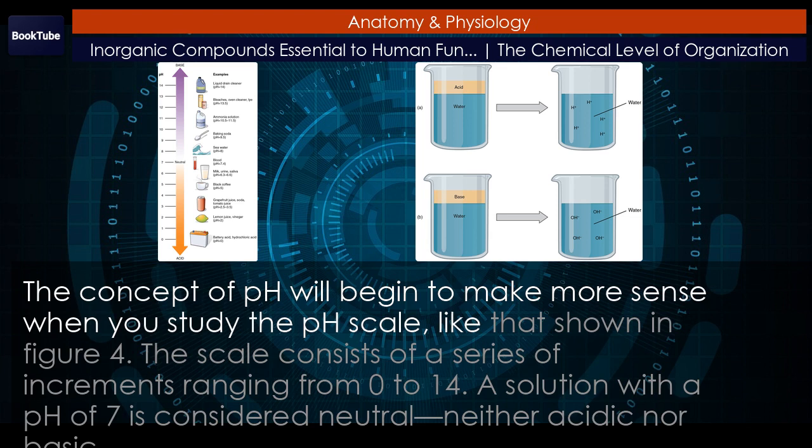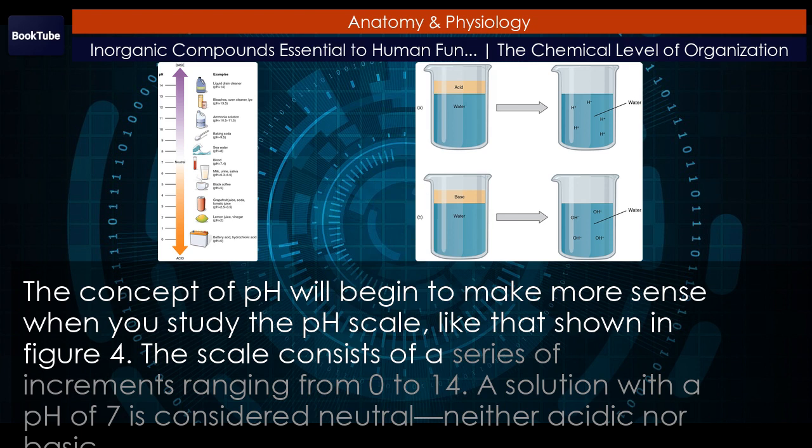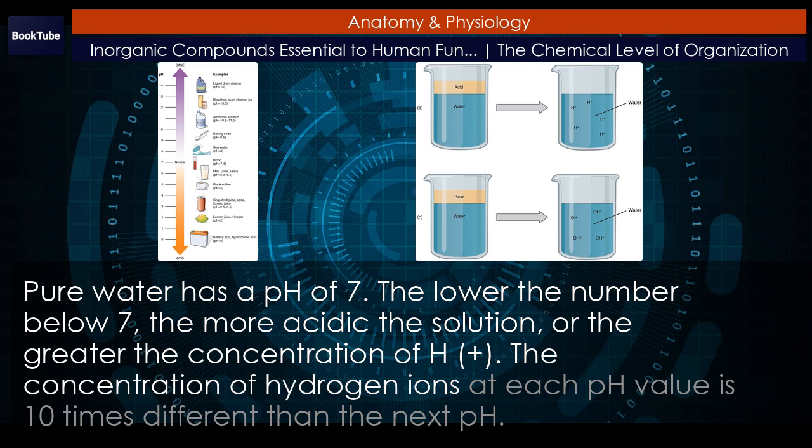Like that shown in Figure 4. The scale consists of a series of increments ranging from 0 to 14. A solution with a pH of 7 is considered neutral, neither acidic nor basic. Pure water has a pH of 7. The lower the number below 7, the more acidic the solution, or the greater the concentration of H+. The concentration of hydrogen ions at each pH value is 10 times different than the next pH.